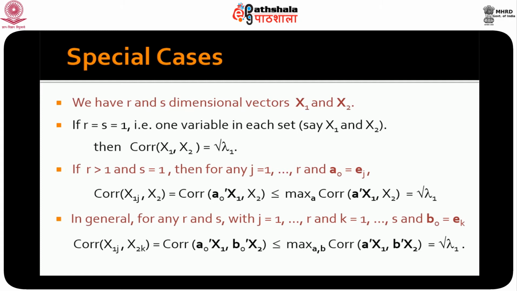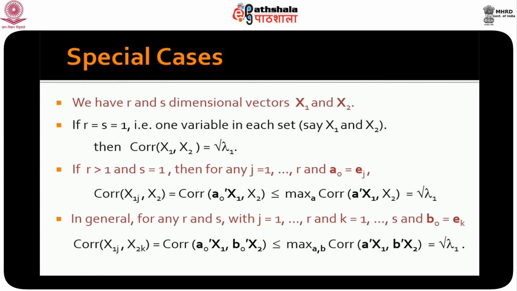And in that case, when you look at the correlation between the kth variable of the first set with the jth variable of the second set, which we pick up by taking b equal to 0 0 0 1 0 0 0 with the 1 coming in the jth place, then this would be equal to the correlation between a prime x1 and b prime x2. But the maximum correlation between a prime x1 and b prime x2 is given by the first canonical correlation, which is root over lambda 1. And so this must be less than or equal to root over lambda 1.